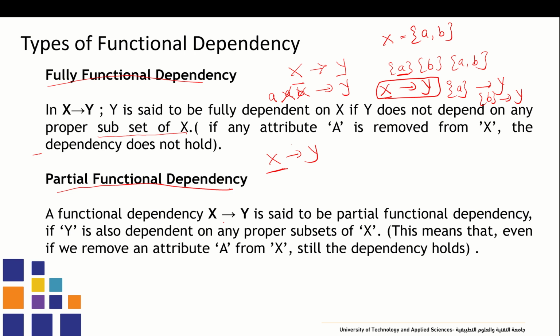Okay, what is partial dependency? Partial dependency means it depends on a subset. It depends on a proper subset. It means with A alone you can determine Y, or with B alone you can determine Y. So it means Y depends on a proper subset of X. That is called partial functional dependency.